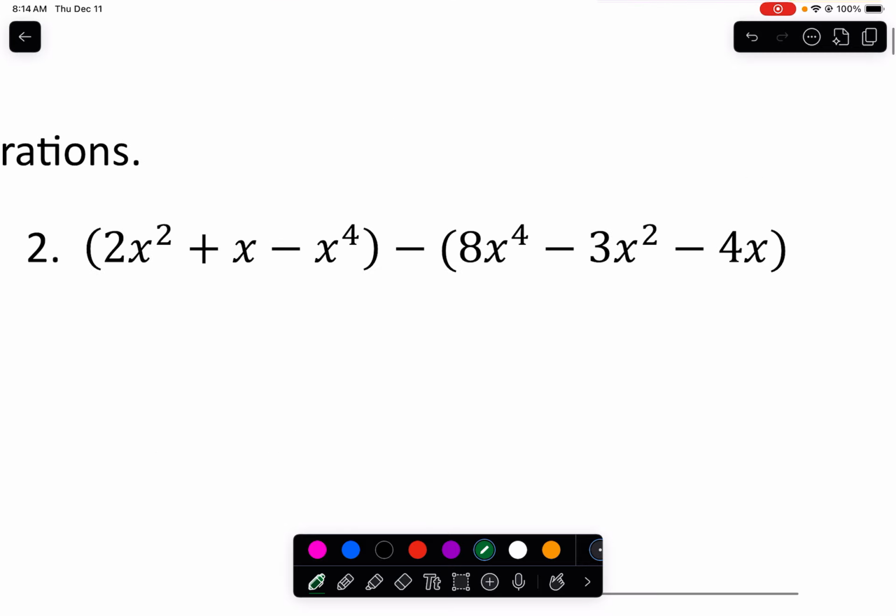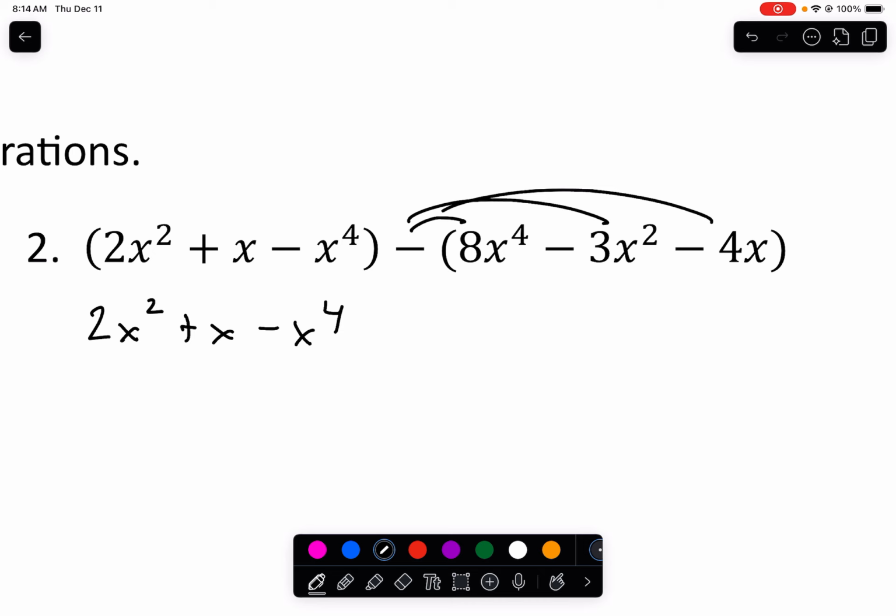Here, this is a subtraction problem, so what ends up happening is this first polynomial stays the same, and we have to go and distribute this negative to everything in the second polynomial. So I end up with a minus 8x to the fourth plus 3x squared plus 4x.